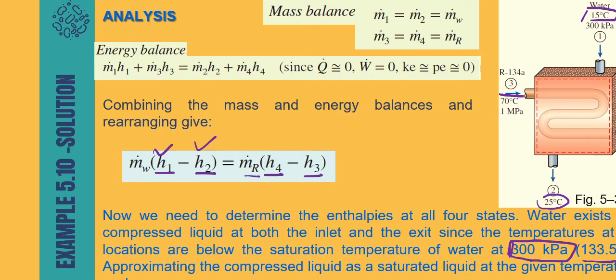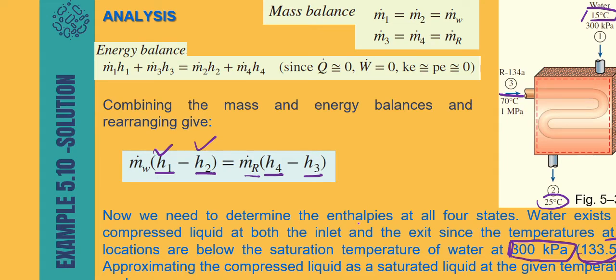As compressed liquid. Again, your T-v diagram. So this is the saturation temperature. Below the saturation temperature, your water exists as compressed liquid. So if compressed liquid, you can directly refer to the value of hf at 15 and hf at 25. So you get the value of h1 and h2.